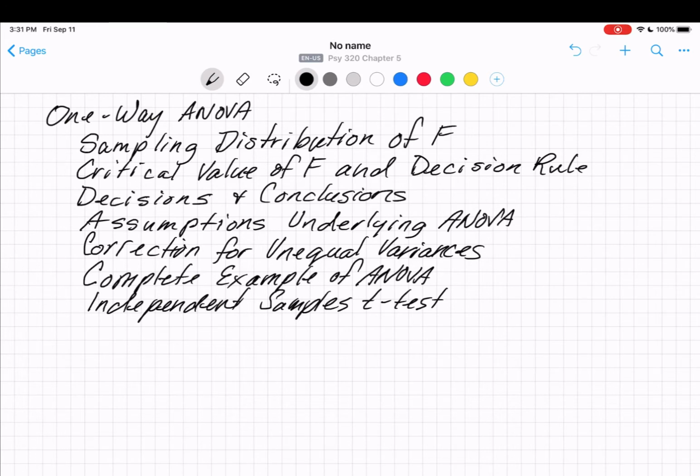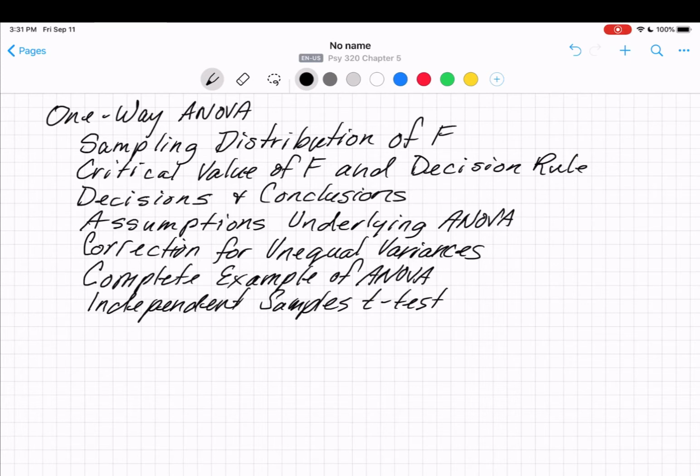So in this video, I'm going to be talking about the sampling distribution of F, which is looking at what kind of values of the F statistic can you get when the null hypothesis is true. Okay. And we'll talk about how we use that sampling distribution to get us a critical value for F, which we use in our decision rule, and how we use that decision rule to help us make decisions about which hypothesis is supported and how to write our conclusions.